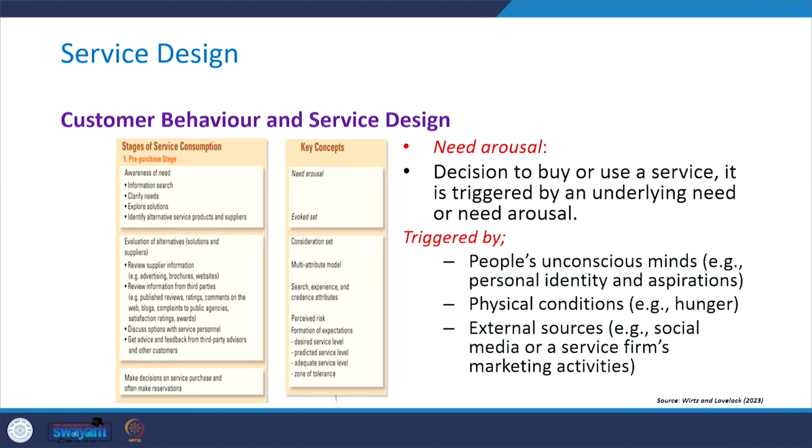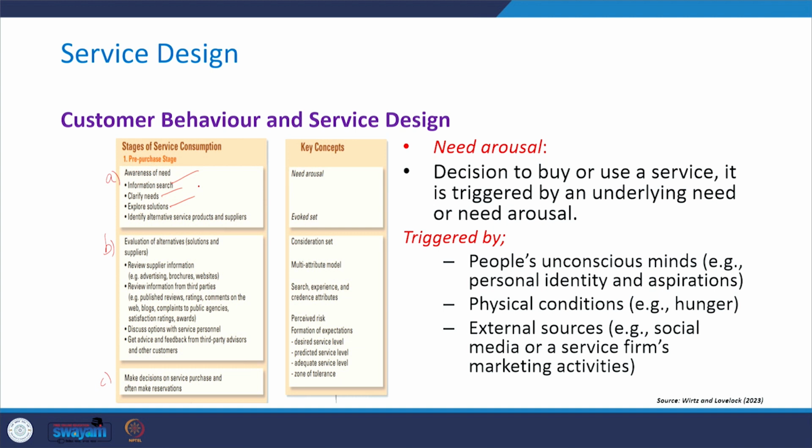Let's look at each one of these stages in detail and the related concepts that define them. So the first stage is the pre-purchase stage. Here are the key concepts involved. The pre-purchase stage is again subdivided into three sub-stages: awareness of need, evaluation of alternatives, and making the decision, that is, the purchase decision. Awareness of need again has other subcomponents, for example, information search, clarifying needs, exploring solutions, and so on.